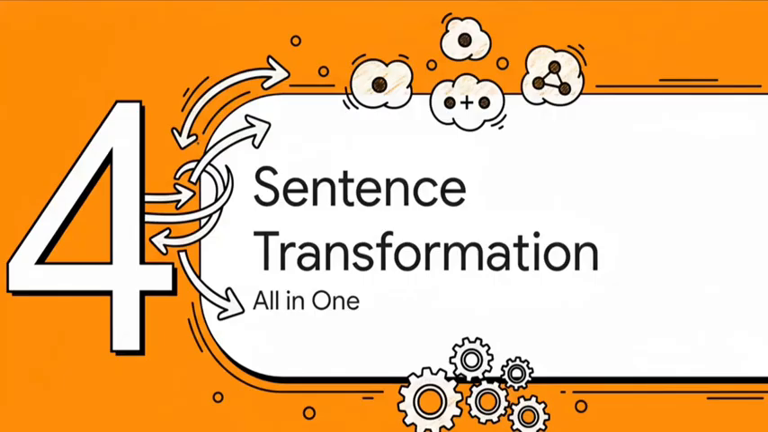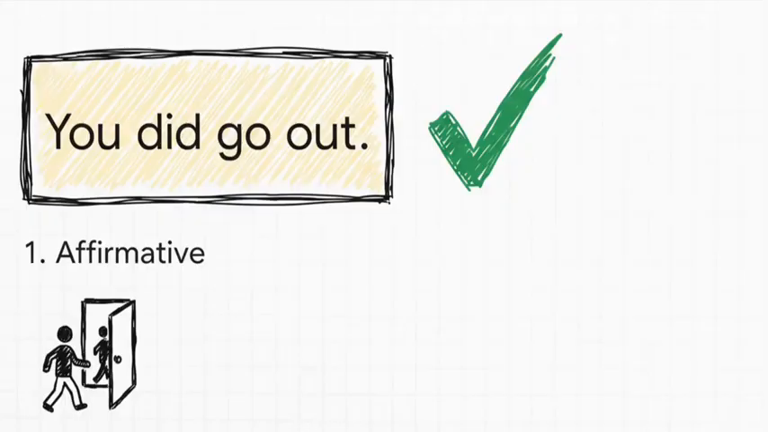All right, it's time to put it all together. We're going to take one single sentence and watch it transform through all three forms, affirmative, negative, and question. This is really where it's all going to click into place. So here's our starting point, a simple affirmative sentence. You did go out. It's a clear, direct statement. A fact, no questions asked.